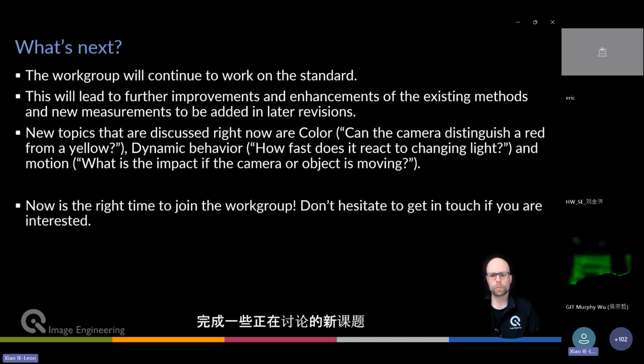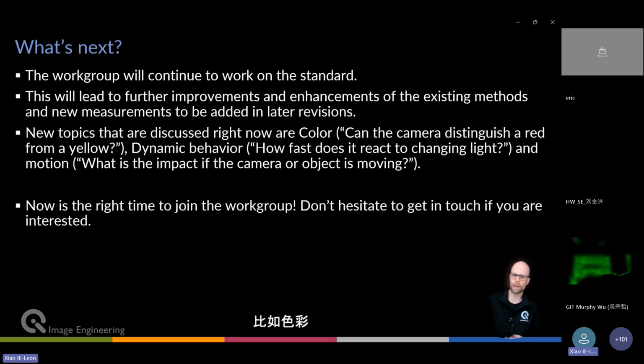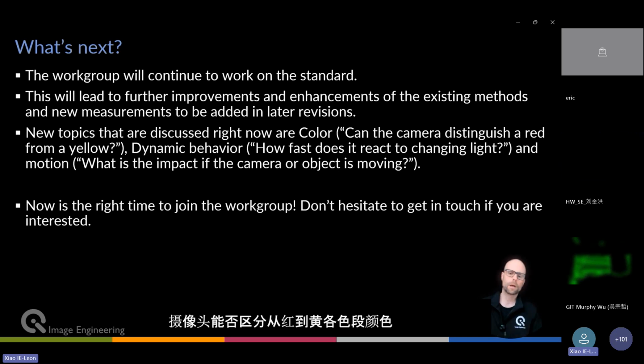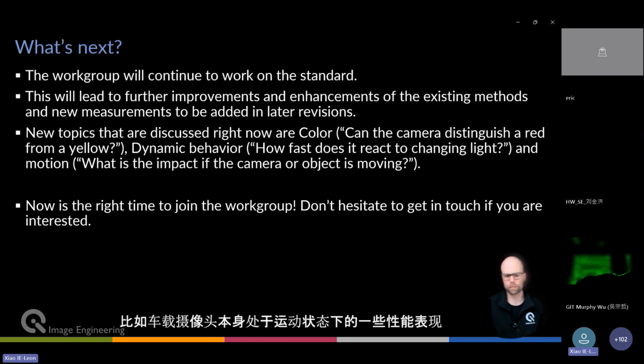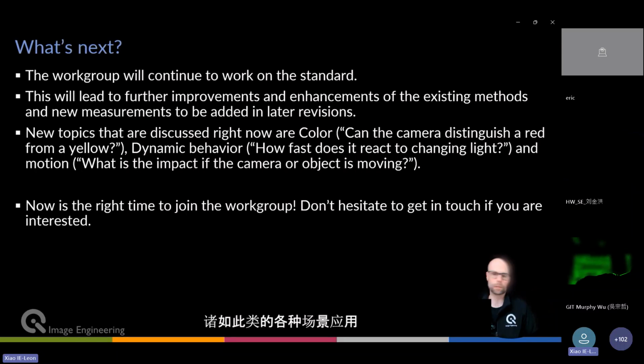But also new topics have been addressed and are being discussed right now. For example, color. So, can the camera distinguish a red from a yellow? Or how well can it do that? Or dynamic behavior. So how fast does it react to changing light if you enter a tunnel or exit a parking lot? And motion, so what is the impact if the camera or object is moving, which is the case in cars. It's hardly the case that the camera is used when the camera itself is stationary.